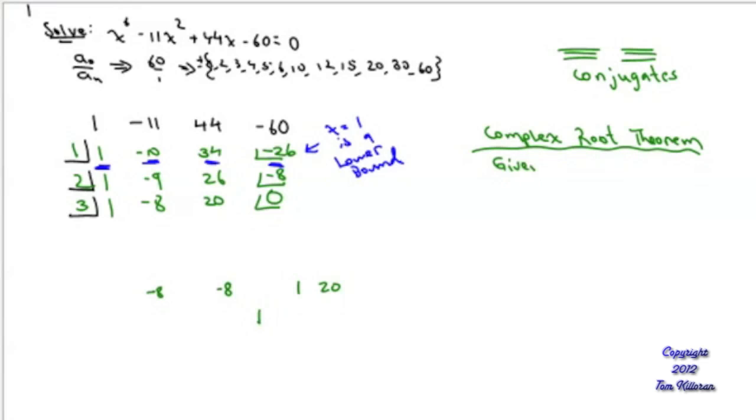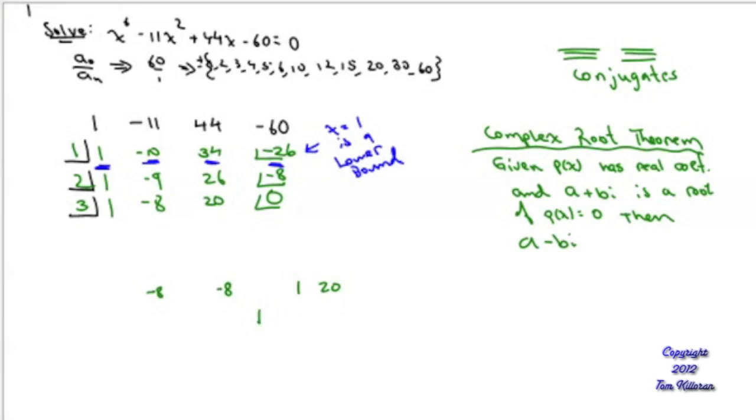Given p of x has real coefficients. Okay, this gets really weird. Do coefficients have to be real? No, they could be imaginary. We just usually don't work with them. This one is forcing them to be real coefficients. And a plus bi is a root of p of x equal to 0. Then a minus bi is also a root.